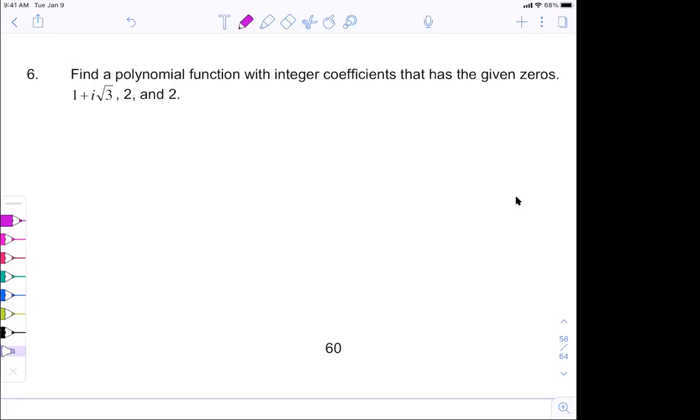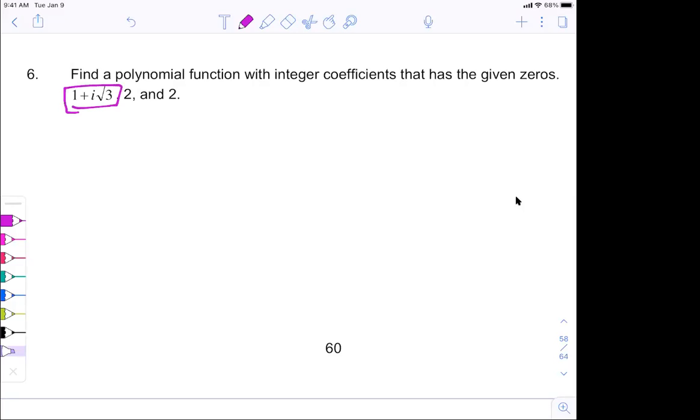And it does say that our zeros are at 1 plus i root 3. This 0 is together. You cannot separate it. That's a complex 0. So it has to stay together as a complex 0. I can't separate the 1 from the i root 3. So they are together. And then we have 2 zeros at the value of 2. So that would be a double root.